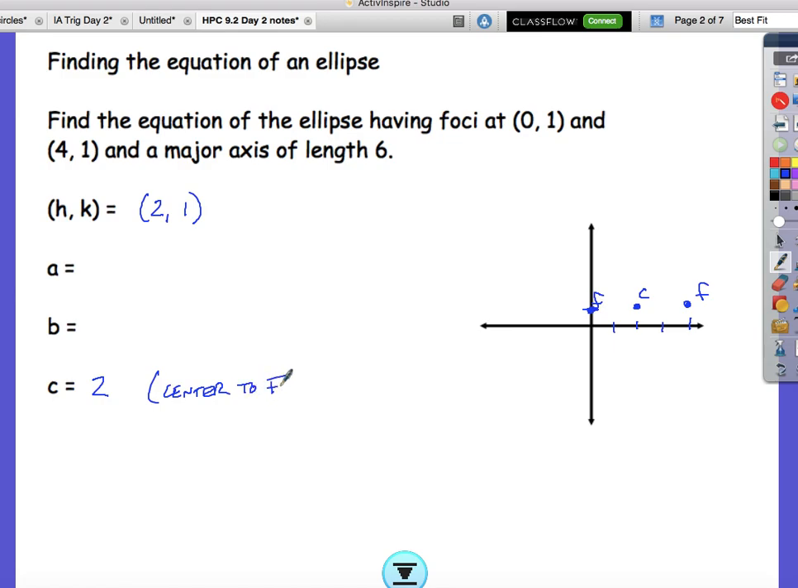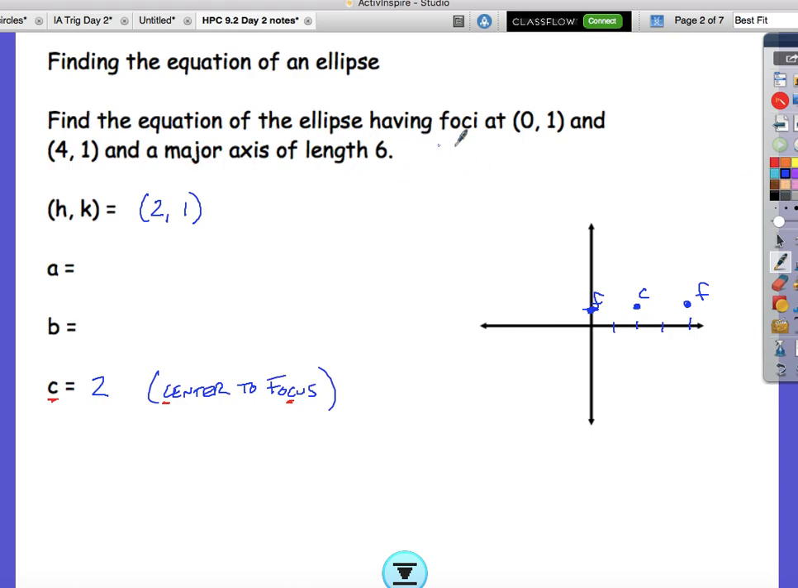Just remind yourself C is center to focus. Oh, and an easy way to remember that it's the letter C is there's a C in center and there's a C in focus. So from center to focus is C. Maybe that'll help. And then the major axis has a length of 6.